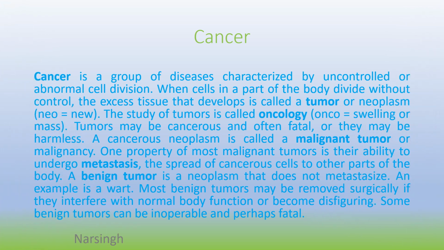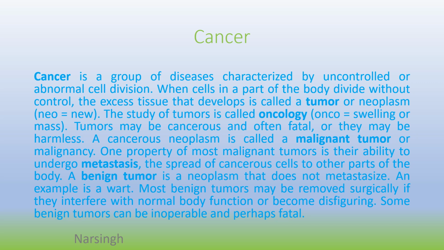Cancer. Cancer is a group of diseases characterized by uncontrolled or abnormal cell division. When cells in a part of the body divide without control, the excess tissue that develops is called a tumor or neoplasm. Neo means new. The study of tumors is called oncology. Onco means swelling or mass. Tumors may be cancerous and often fatal, or they may be harmless.